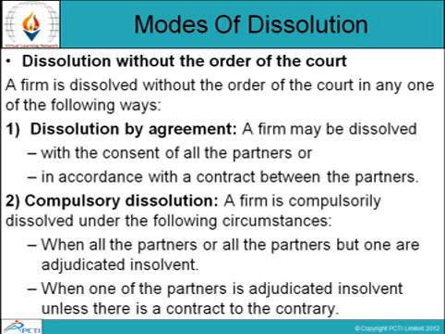सेकेंड पॉइंट, कंपल्सरी डिसॉल्यूशन. अ फर्म इज कंपल्सरली डिसॉल्व्ड अंडर द फॉलोइंग सर्कमस्टेंसेस. नंबर 1, व्हेन ऑल द पार्टनर्स और ऑल द पार्टनर्स बट वन आर एडजुडिकेटेड इंसॉल्वेंट, कि सभी पार्टनर या उनमें से कोई भी एक पार्टनर इंसॉल्वेंट हो चुका हो तो पार्टनरशिप फर्म कंपलसरी डिसॉल्व हो जाती है. व्हेन वन ऑफ द पार्टनर्स इज एडजुडिकेटेड इंसॉल्वेंट अनलेस देयर इज अ कॉन्ट्रैक्ट टू द कॉन्ट्रेरी.